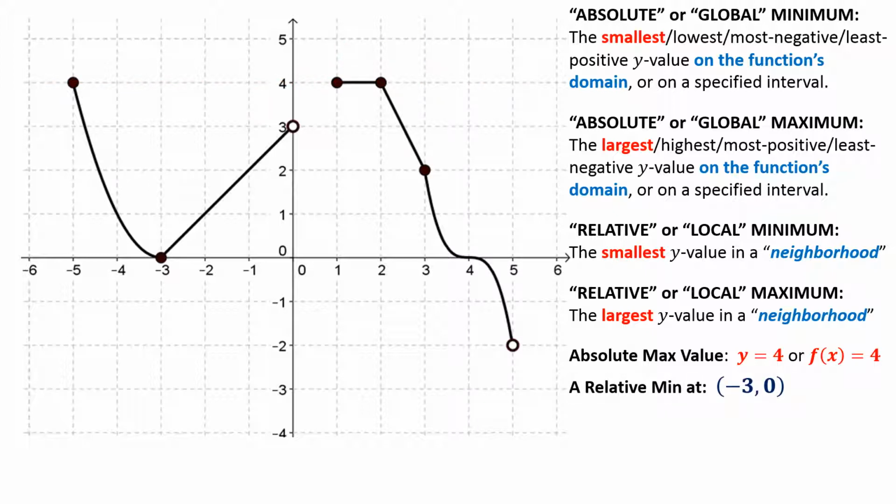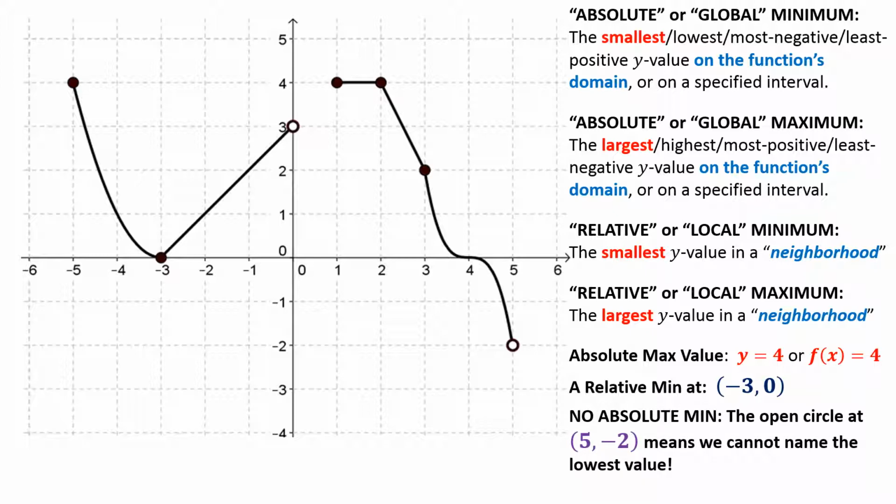Now I have a relative minimum at -3, 0. The coordinates are -3, 0. You see that dashed circle? That's an example of a neighborhood. If I consider just that part of the graph, that is my lowest point, and so that's how I can define a relative minimum. I can make that neighborhood as big or small as I want to capture the information that I want.